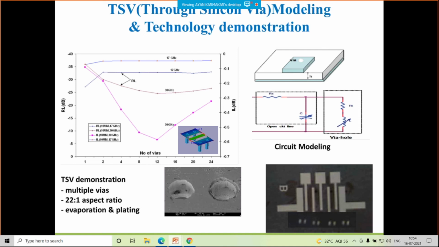And not only that, you know that this through silicon via is not just like a short circuit. It's not just shorting your top layer to the bottom layer. Rather, at high frequency, it will offer some inductance, some capacitance and resistance also. So whenever you are using this TSV, you have to get ready with the model also.